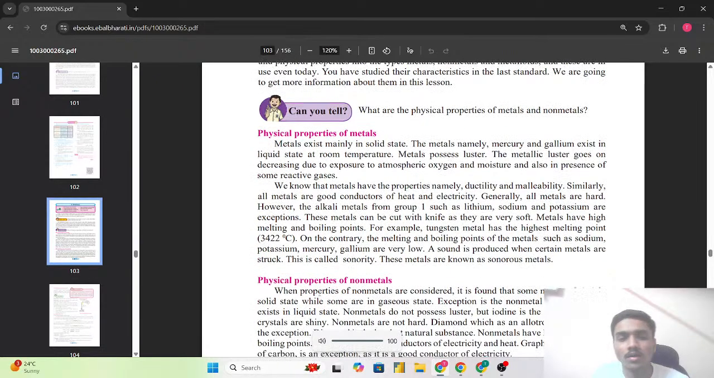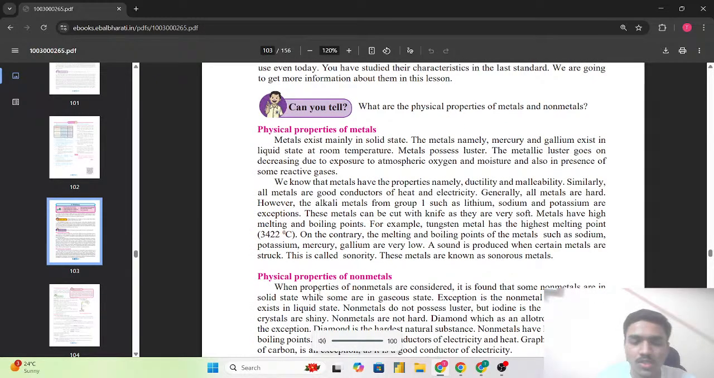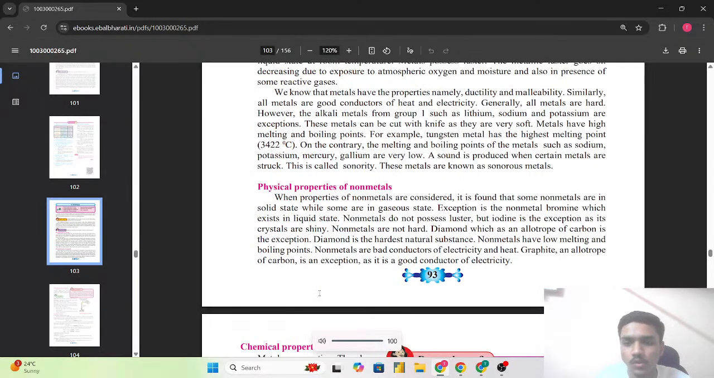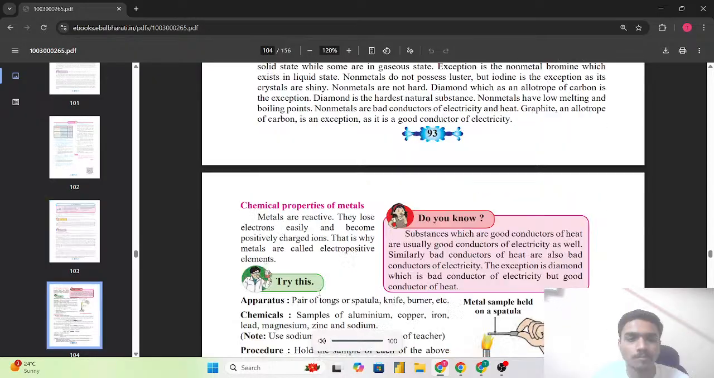So these exceptions we have to remember, as these exceptions will be asked in the exam. If you make a note of what the exceptions are in the properties of metals and non-metals, we are able to classify and also remember them. So graphite, an allotrope of carbon, is an exception as it is a good conductor of electricity.